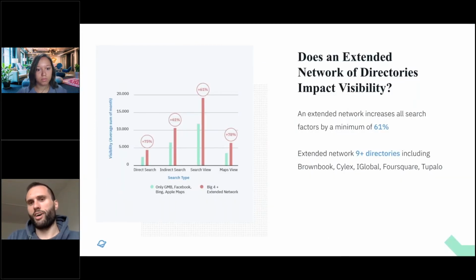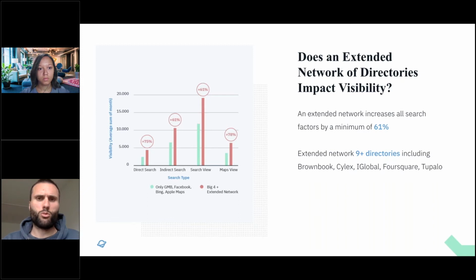So we then looked at, does an extended network of directories impact visibility? Obviously, there has been some argument of whether it is important anymore to have this listings network, but then there's another argument of, yeah, it's still important, but have your GMB correctly filled out and that's enough, or add a couple more players, add Bing, add Apple Maps, add Facebook, something like this, right? So we wanted to see and measure whether there was a difference between the ones that just had profiles on GMB, Facebook, Bing, and Apple Maps, and the ones that were on an extended network.